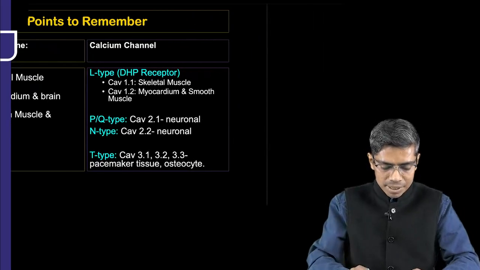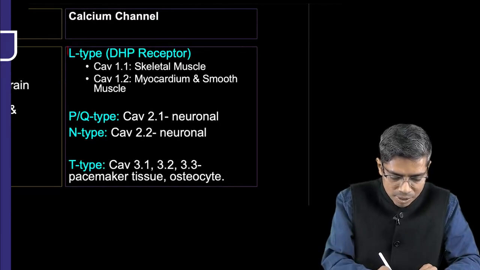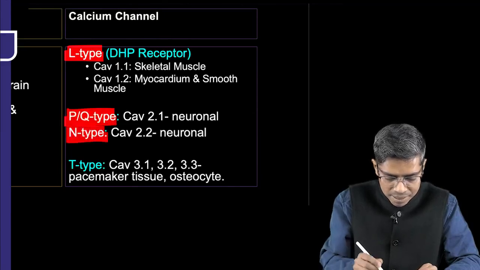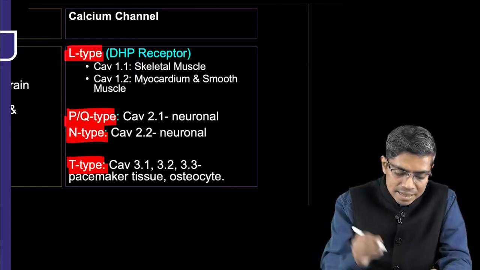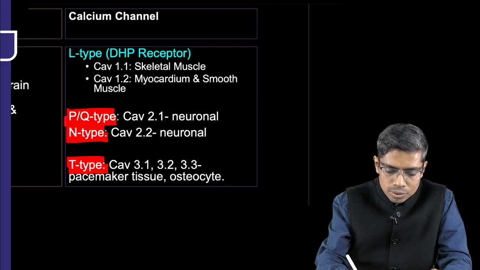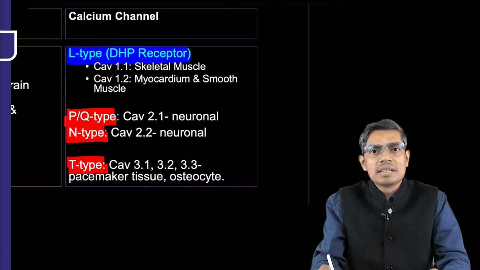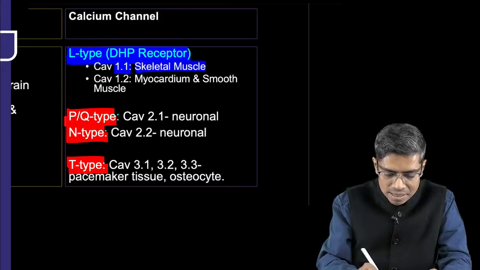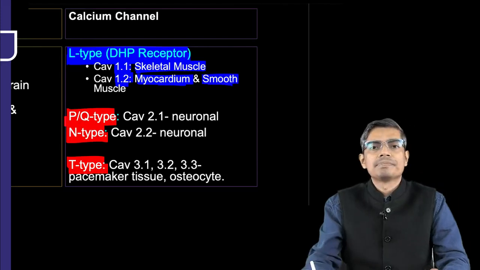On the other hand, all of you know that voltage gated calcium channel may be of L type, PQ and N type, and T type. L type voltage gated calcium channel, as you can find out here, is also known as the DHPR type of channel, dihydropyridine receptor channel. 1.1 is dedicated for skeletal muscle, 1.2 is dedicated for myocardium and smooth muscle.